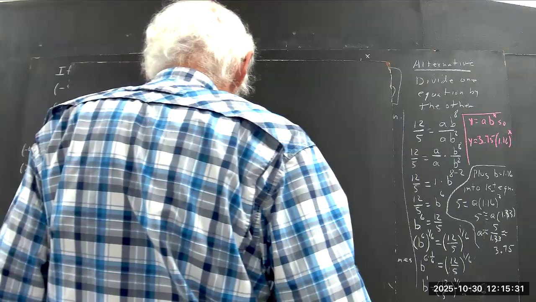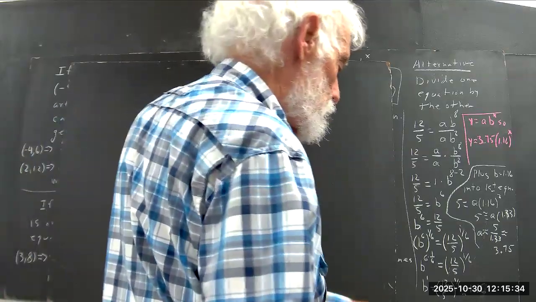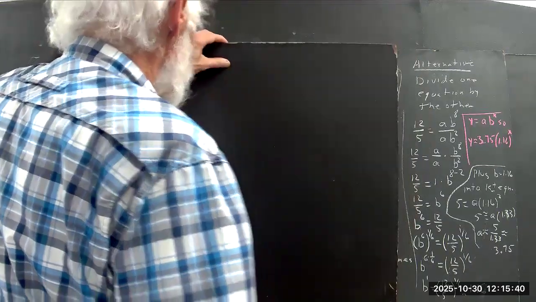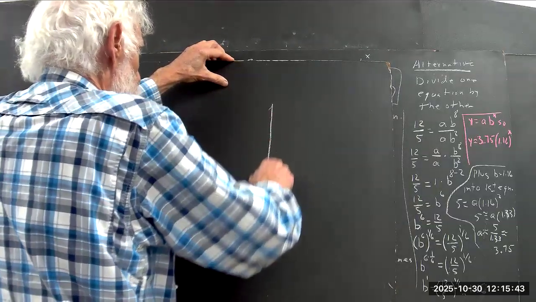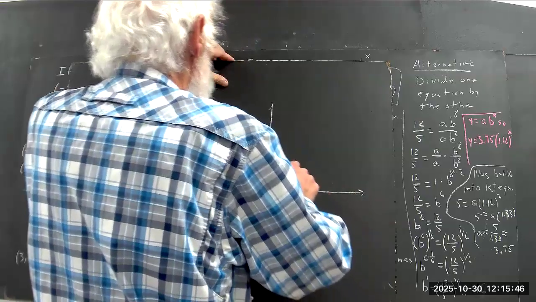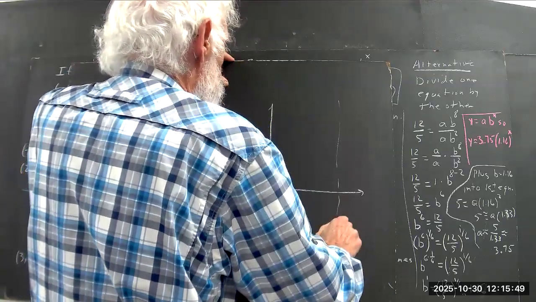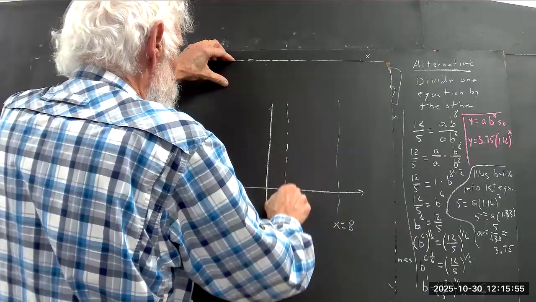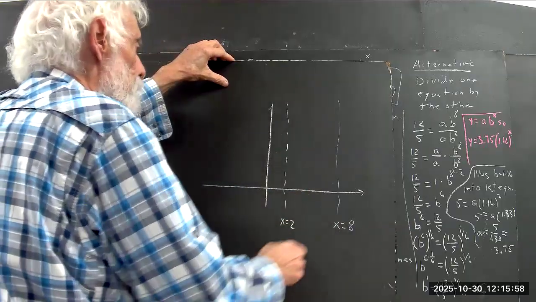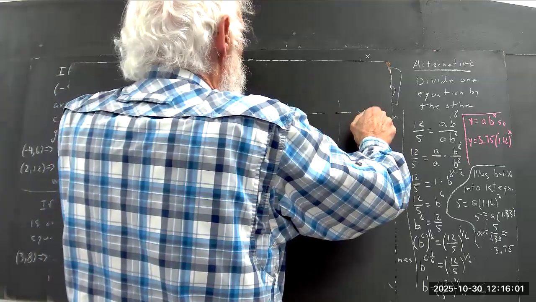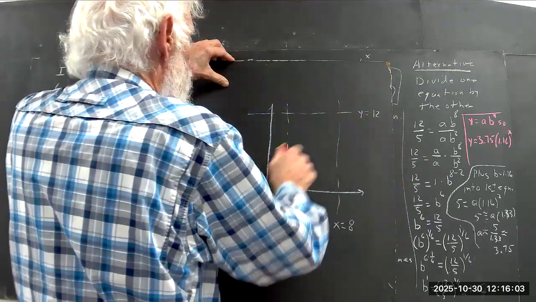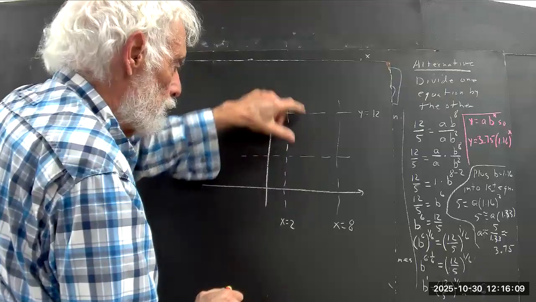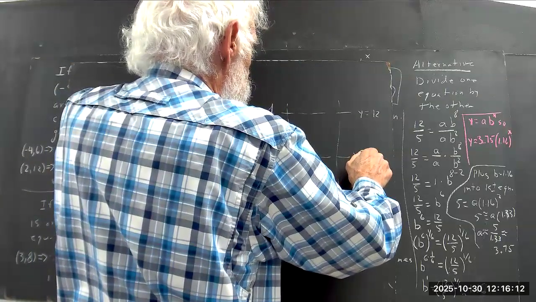Our points were 2, 5, and 8, 12. Okay, so here's the graph. Put x equals 8 out about here. 4 would be about here, 2 would be about here. So we'll say here's x equals 2. And we have y equals 12. And y equals 5. 5 is a little less than half of 12, so it'll be a little more than halfway to the lower edge here.